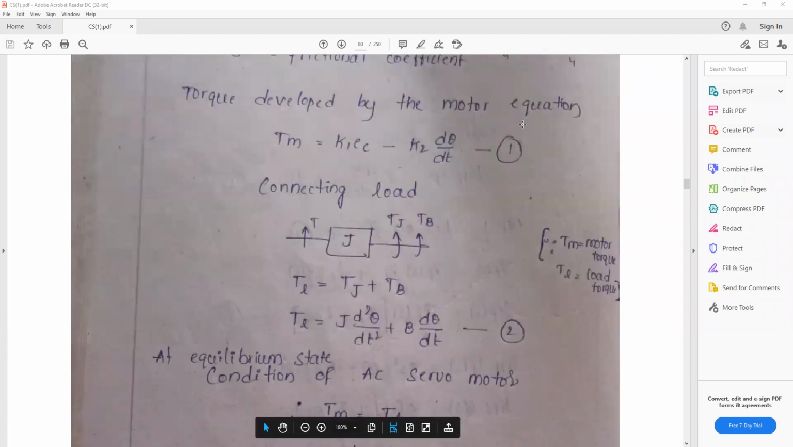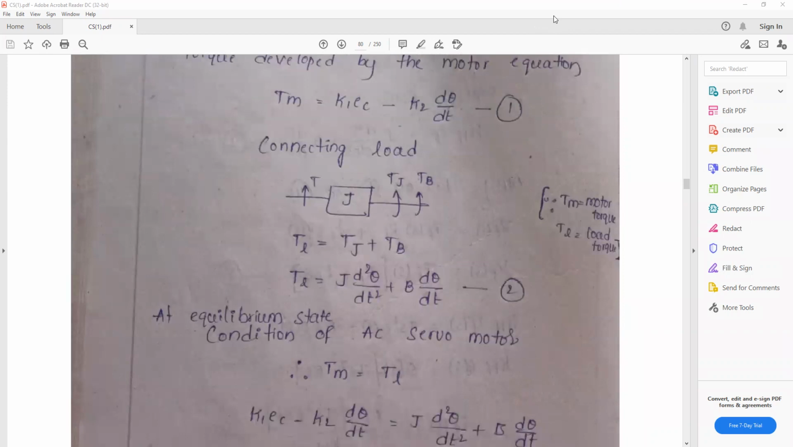So Tm is K1 Ec minus K2 d theta by dt, is equal to load torque. So the equation: K1 into Ec minus K2 into d theta by dt is equal to J into d square theta by dt square plus B into d theta by dt.